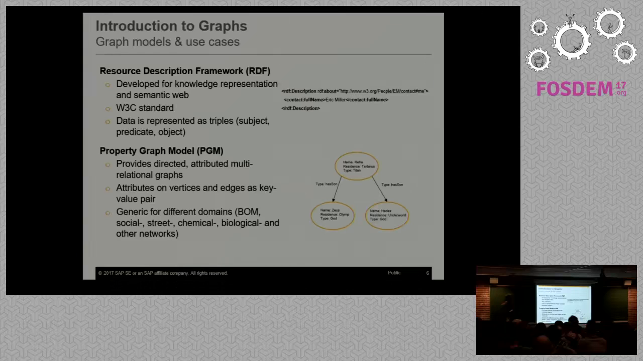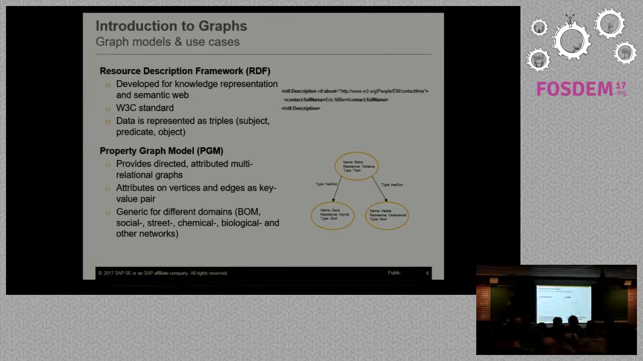The second big graph model is the property graph model. In this model, each edge and each vertex can have attributes, arbitrarily many attributes. There can be arbitrarily many edges between two vertices, and these edges are directed. And in our use cases we have complex types and their relationships. We think that's the natural way to represent the data. So we use the property graph model.